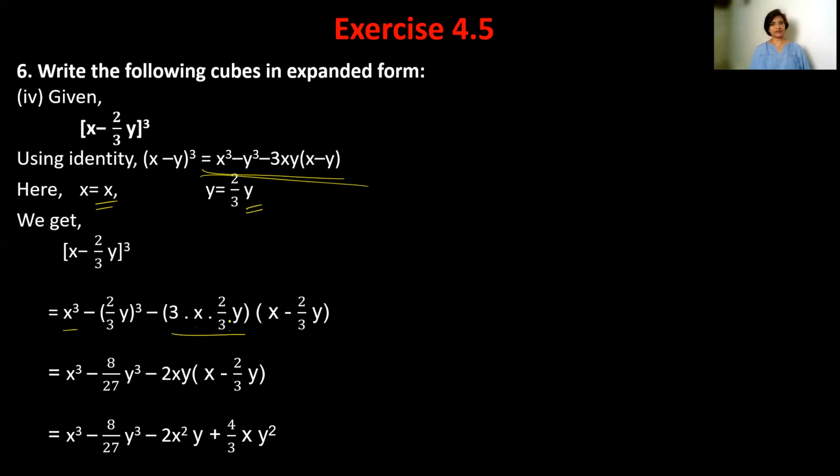Now we will multiply this. This will be cancelled, so only 2xy will be remaining here. And x minus 2 by 3 y as it is I have written. Now we have to multiply this into this bracket. So x cube minus 8 by 27 y cube, then 2x square y minus 2x square y, and this minus will become plus, and 2 and 2 will become 4. So 4 by 3 x y square. So this has been done.